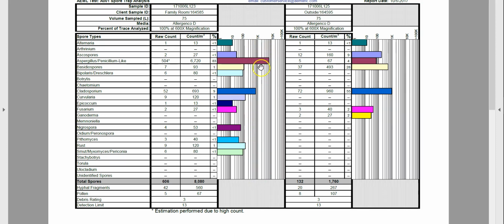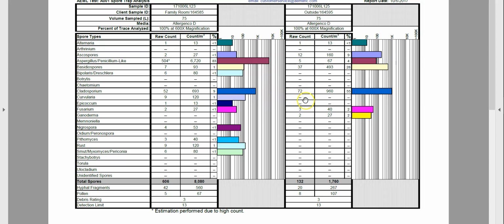These graphs obviously tell you which is the longest is the worst. So Aspergillus penicillium with a total count of 6,720 inside and 67 on the outside. It only represented 4% of the mold spores that was on that media, and this represented 83% of the mold that was on the media. So it shows that this house had elevated levels of Aspergillus penicillium, and that mold remediation work would be needed.